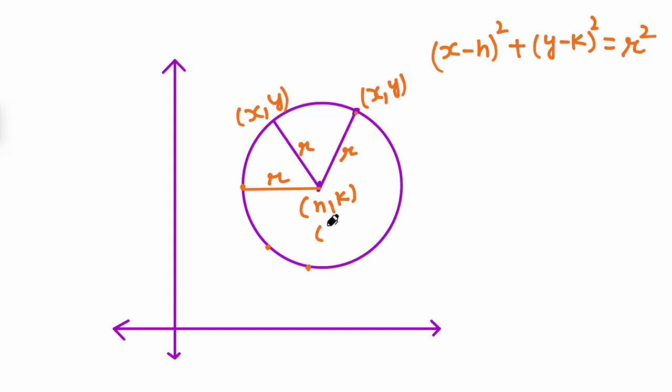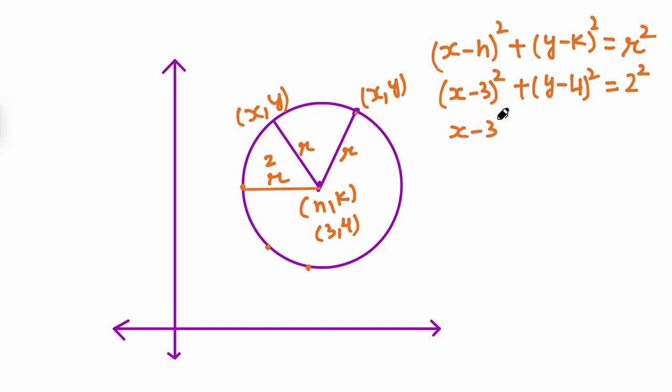Now let's say the center coordinates are 3 and 4, and the radius is, let's say, 2. So just replace them. Replace h with 3. Replace k with 4, because that is the center of the circle, is equal to, replace r with 2, which is 2 squared. So you can leave it here, or you can write it as 2 to the 4. So that is the equation of the circle.